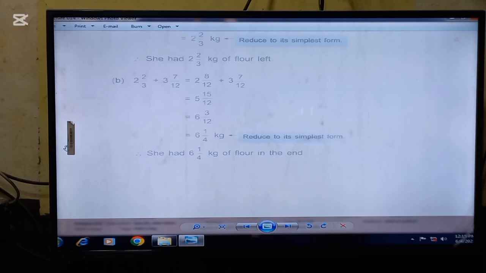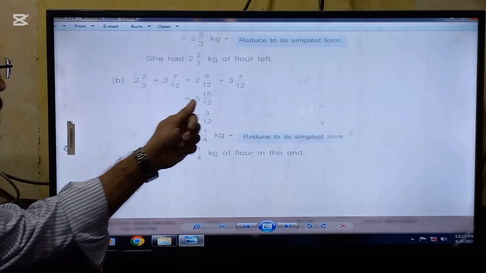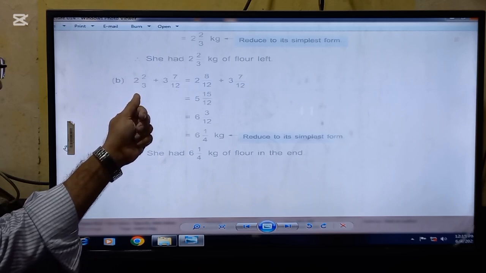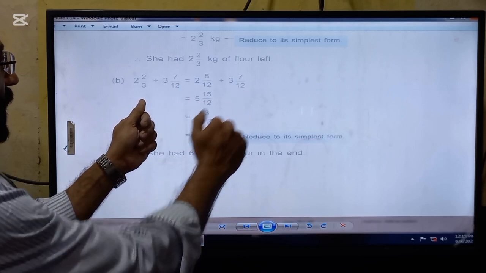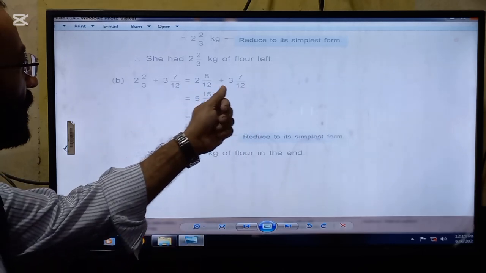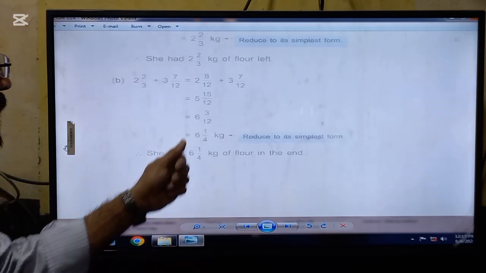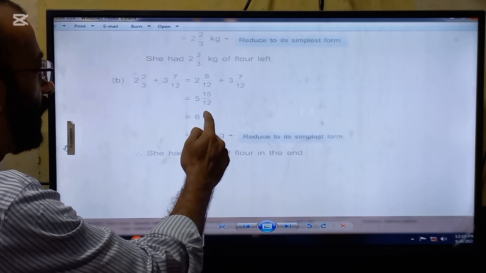Again, we will convert these unlike fractions into like fractions. So this fraction part will be multiplied with 4. So 2 4s are 8 and 3 4s are 12. This number will remain as it is. Now add them. 2 plus 3 is 5, 8 plus 7 is 15. This 12 will remain as it is. Cancel the fraction part into the same number. That 3 5s are 15.